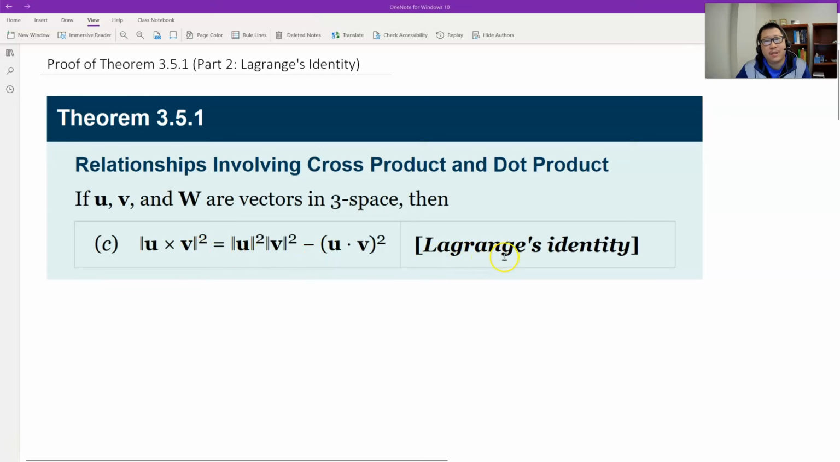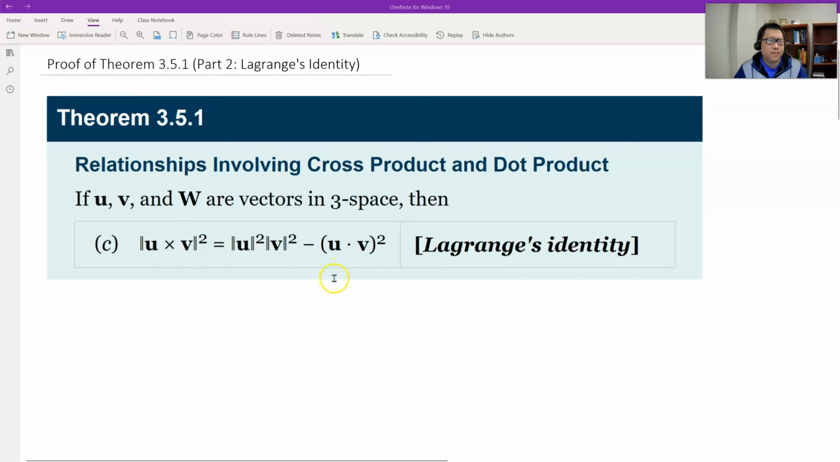Let's look at Lagrange's identity. It tells us what the norm, or the length, of the cross product is. The square of the norm can be expressed as the norm of U, the norm of V, multiplied together, and then minus the dot product. So we find a relationship between the cross product and the dot product.